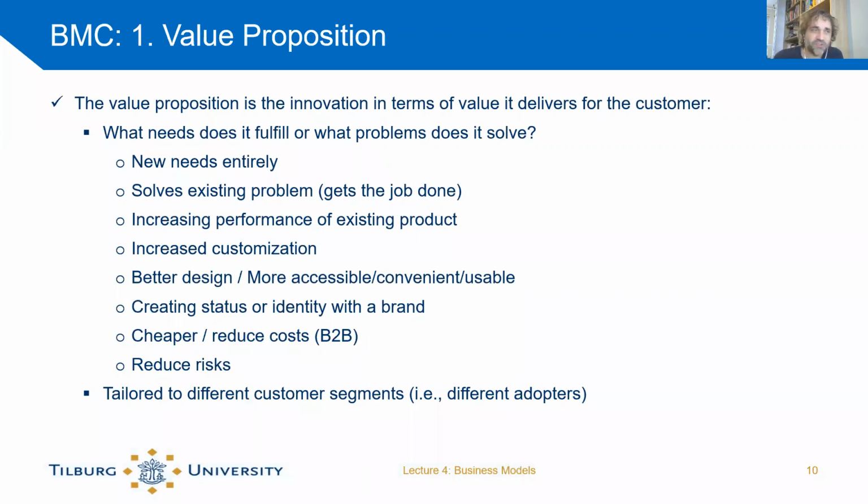So the value proposition is the innovation in terms of value it delivers for the customer. We discussed this last week as well, when we talked about diffusion of innovation, that maybe at first your innovation will be a success because people adopt it because they think it's cool. But you need to convince people of the use of the innovation, so the value it delivers, in order for it to be a success throughout the market.